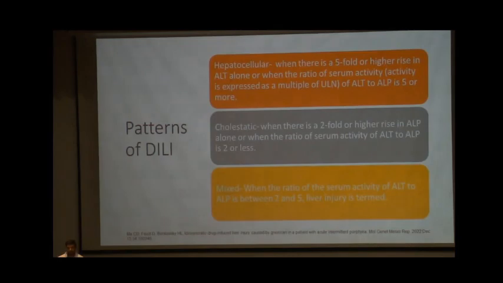The patterns of DILI are hepatocellular, cholestatic, and mixed. They are on the basis of the R score, which is basically ALT divided by ALP. If it is more than 5, it is hepatocellular. Cholestatic is less than 2, and mixed is between 2 and 5.